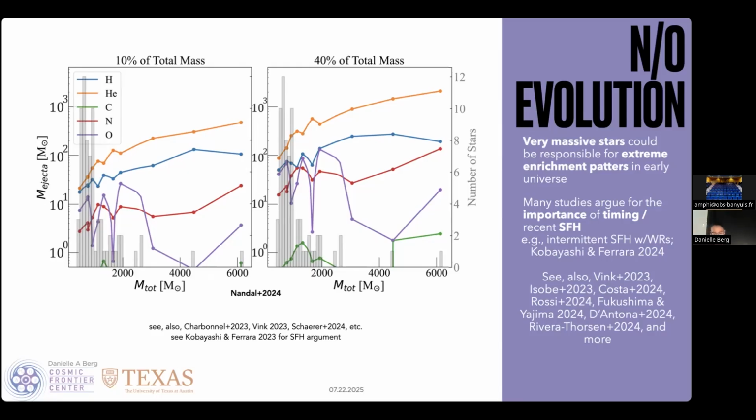One of the other models that I really liked came from Kobayashi and Ferrara that looked at the importance of the timing of your star formation. Really exciting, subsequent bursts that involved Wolf-Rayet stars so that you could get this rapid enrichment in your region.